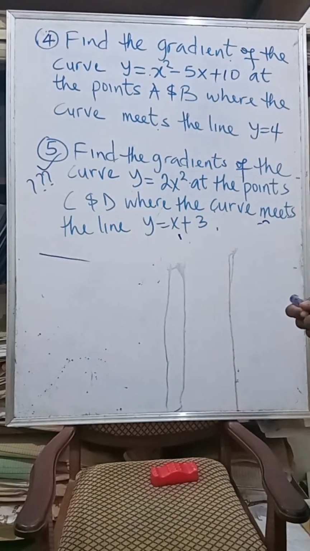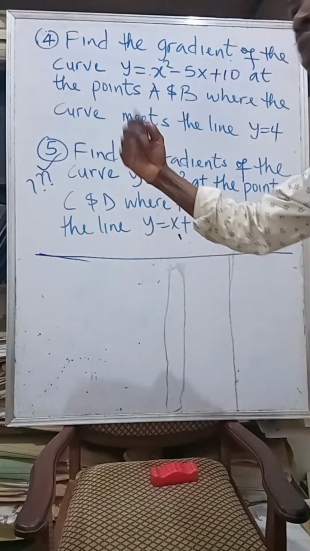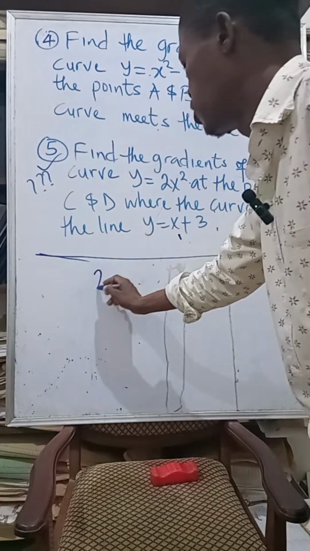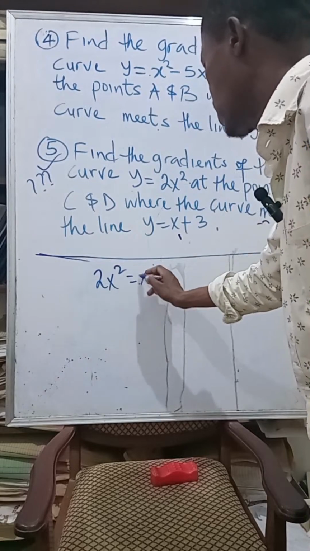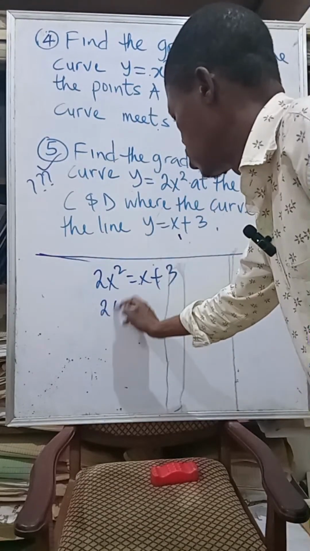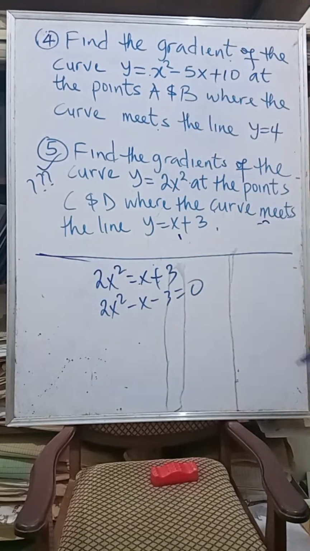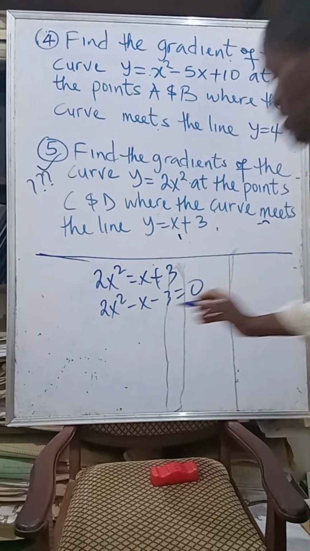They said the curve meets. So if the curve meets, that means the y values will be equal. So this will be 2x squared equal to x plus 3. Then you can make it a quadratic equation, minus this, then you can factorize now. The factorization is the main thing, but it's very simple.